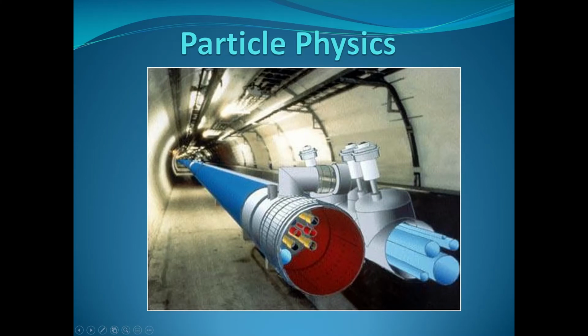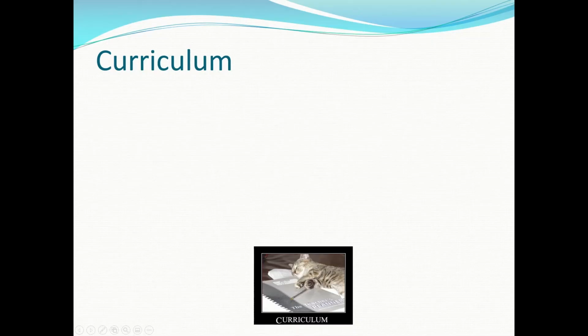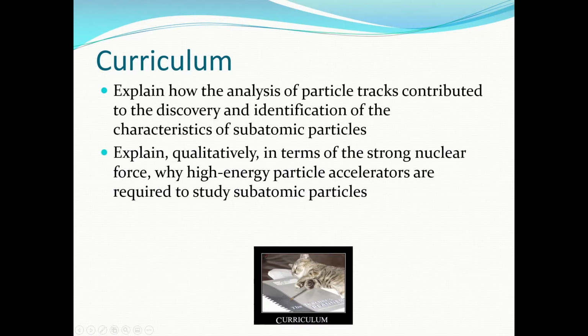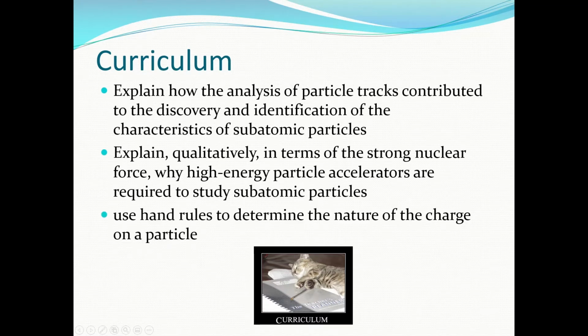Okay, let's do our last lesson in this course, which is particle physics. So curriculum stuff: explain how the analysis of particle tracks contributed to the discovery and identification of the characteristics of subatomic particles. Explain qualitatively in terms of strong nuclear force why high energy particle accelerators are required. And use hand rules, bringing up hand rules from our second unit, to determine the nature of charge on a particle. So make sure you remember those hand rules.